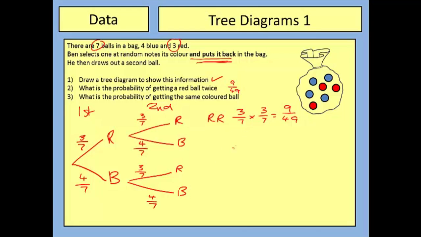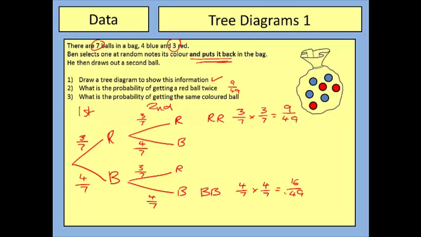Question number 3, what is the probability of getting the same coloured ball? Well, this can happen twice. I can either get red and red, or I can get blue and blue. So let's work out the probability of blue and blue. This is going to be 4/7 times 4/7, which is 16 over 49.